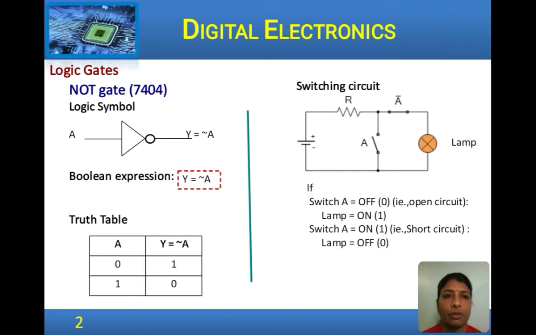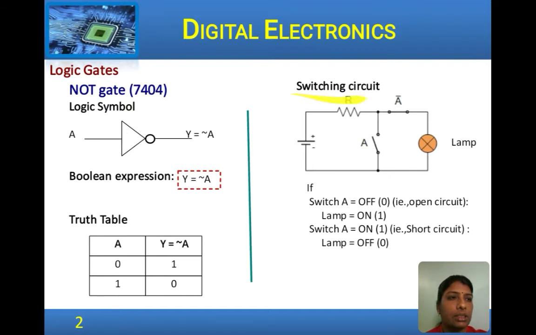First let us look into the NOT gate, which is given by IC number 7404. The logic symbol of the gate is given. The output is a complement or inversion of the input. So Y is equal to A tilde, where A is the input, or it can be represented as A dash or A bar. The output is the complement of the input as shown in the truth table. When A is 0, output is 1. When A is 1, Y is 0.